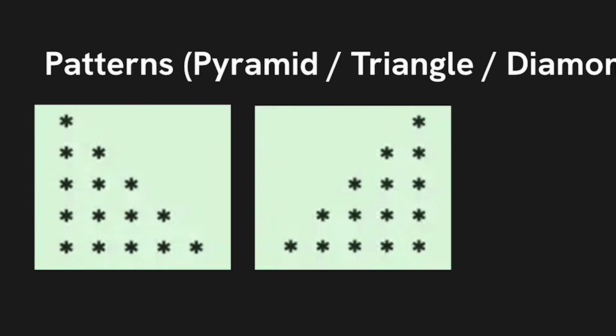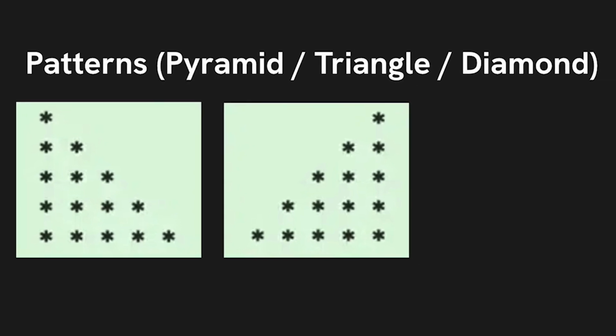Next is a pyramid pattern, but it's in the opposite direction. In the first pattern we can see the first star is started from the left side. In the next pyramid pattern the star is started from the right side. In this way we can print the next pyramid patterns.